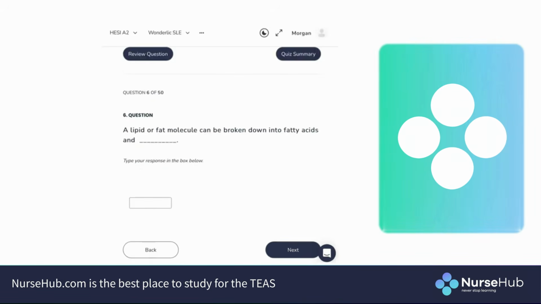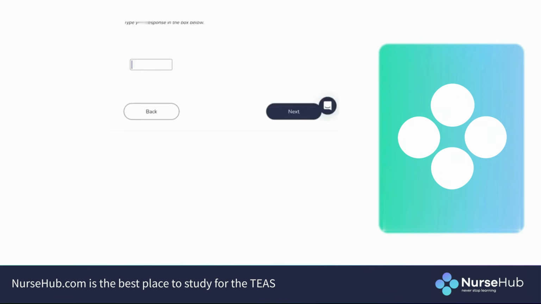All right, folks, let's have a look at question number 6. So it says a lipid or fat molecule can be broken down into fatty acids and blank. The correct answer here, this is just something you're going to need to have made flashcards for and really committed all the different macromolecules to memory and understand their component parts. So the correct answer here is glycerol. Glycerol and fatty acids are the monomers of lipid or fat molecules. So we go over what the building blocks are for all of the different macromolecules. Moving on.